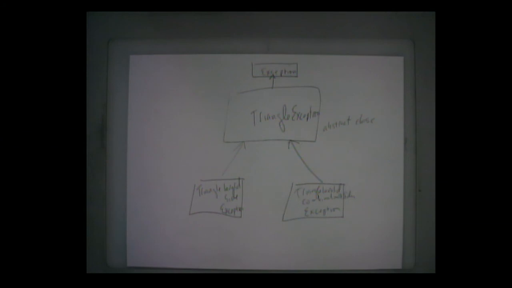I'm going to need a constructor for it. So I'm going to make a public triangle exception that accepts a string argument and simply calls the superclass and passes the argument. Actually, I'm going to add more arguments to this. I'm just going to keep with the one. And I'm going to write set methods and get methods for these.